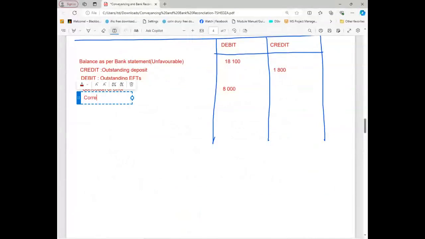But as you said, I'm going to go to the credit side. I like the errors which have been made by the bank. Easy like that. Are you following so far? Yes, I follow.